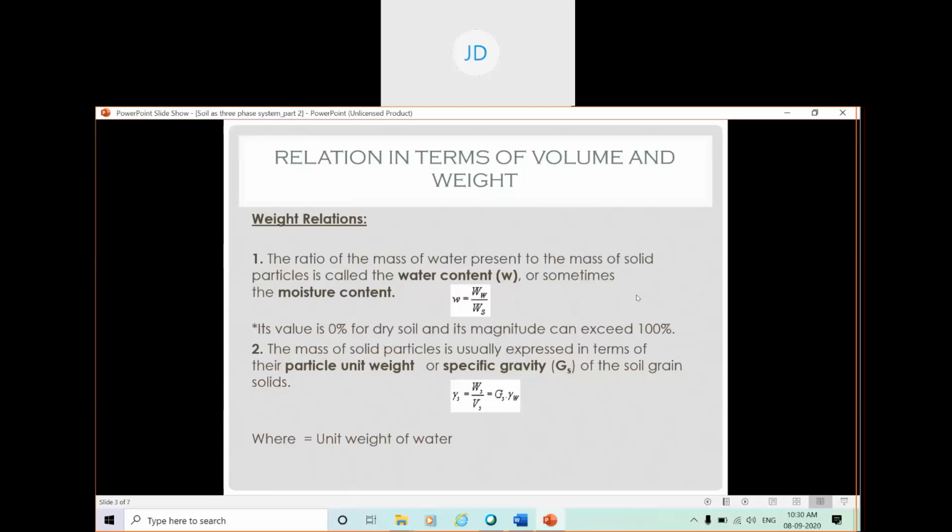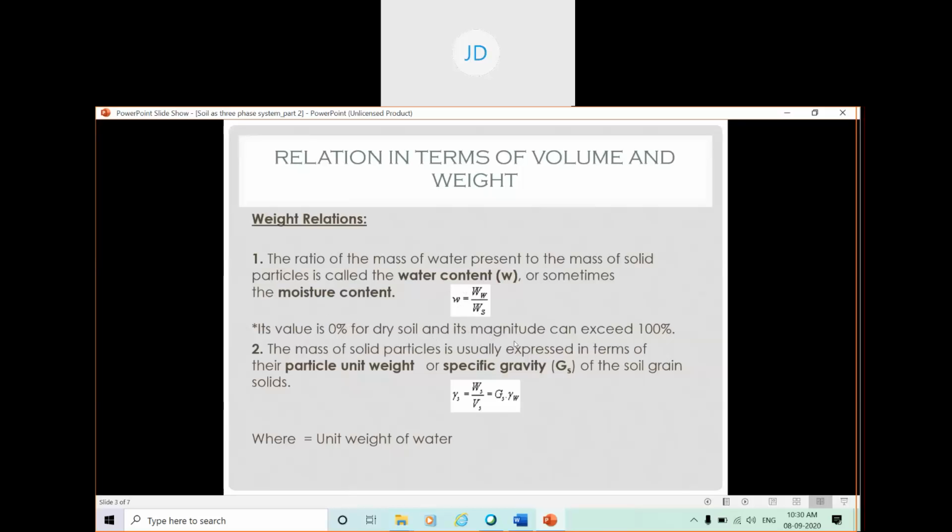Now a special note is given here. Its value is 0% for dry soil and its magnitude can exceed 100%. What do you mean by this? Suppose the soil is a dry soil. Of course, you know that for dry soil, water will not be there in the voids, isn't it? That means the weight of water for dry soil will be zero, so the water content or moisture content will automatically become zero, or 0%.